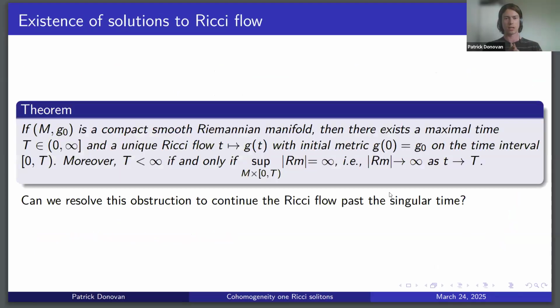In particular, first of all, let's talk about general solutions. Okay, if I have a compact smooth Riemannian manifold, I can do this procedure. I can do Ricci flow until I hit a maximal time.